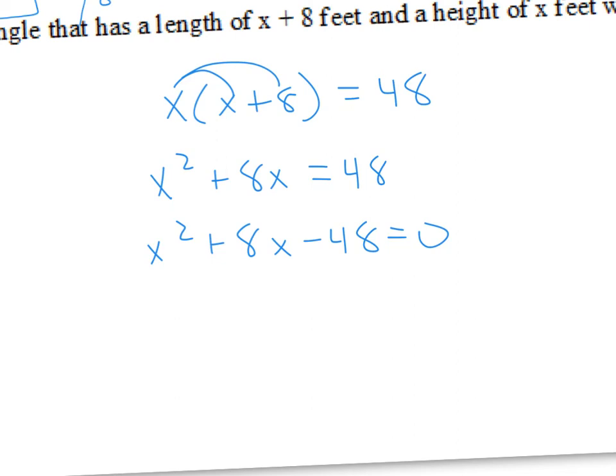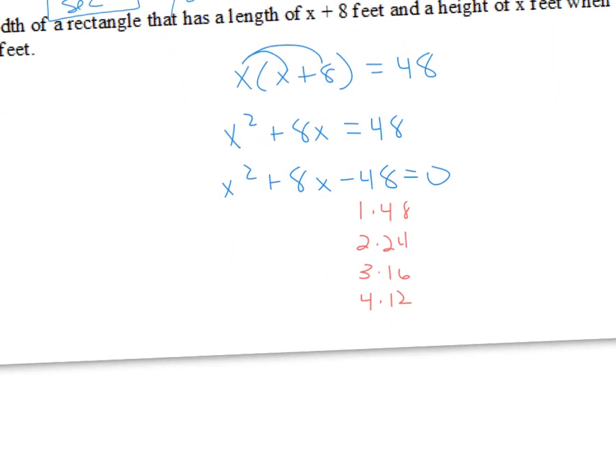Let's see. Okay, so nothing's really popping into my head pretty quick here. So I'm going to go ahead and start a list. I'm sure it'll hit me here in a second. So I've got 1 times 48, 2 times 24. Let's see, 3 would be 16. Here we go, 4 and 12. There it is. Okay, so if I'm looking at 4 and 12, I need a positive 8.